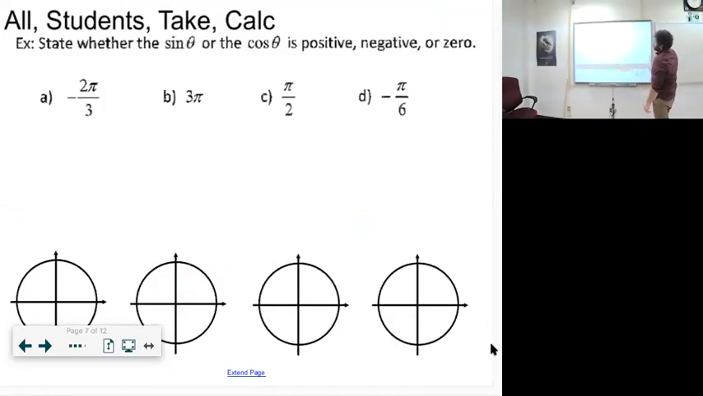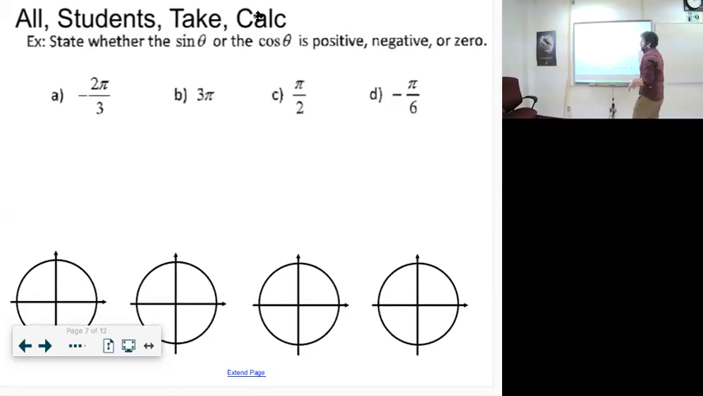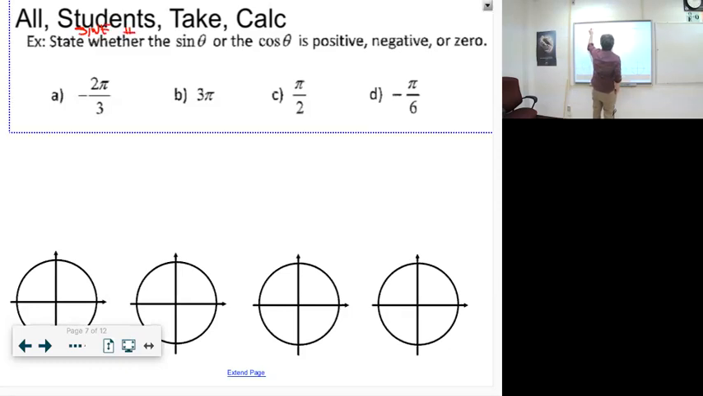Okay, a couple examples are just asking us to state whether the sine of theta or the cosine of theta is positive, negative, or zero, depending on the angle where it terminates. And remember, in the last slide, we said "All Students Take Calc" to summarize the positive values in each quadrant. Remember, All is all of them. Students is just sine, right? And that would be for quadrant 2 here.